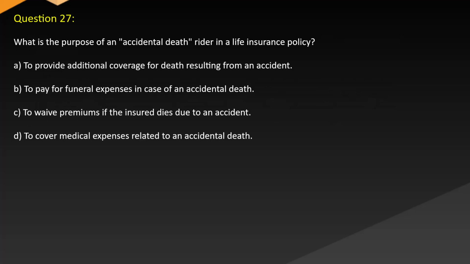Question 27. What is the purpose of an accidental death rider in a life insurance policy? A. To provide additional coverage for death resulting from an accident. B. To pay for funeral expenses in case of an accidental death. C. To waive premiums if the insured dies due to an accident. D. To cover medical expenses related to an accidental death.